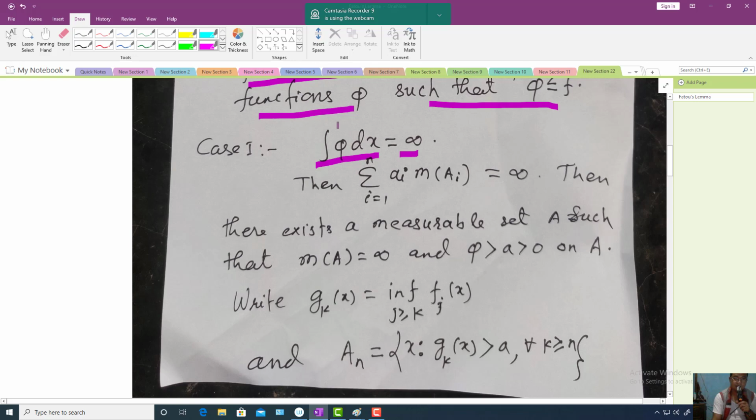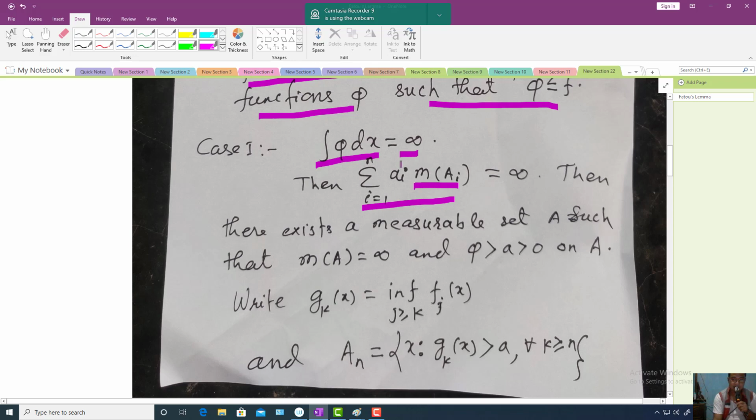By the definition of the simple measurable function integral, this is equal to the summation, i running from 1 to n, of ai times the measure of Ai. These ai's are non-negative, and the measure is also non-negative. This finite sum is equal to infinity. That means you have a product of two non-negative real numbers, you sum up n times, and that is equal to infinity, which means one of the terms must be infinity.